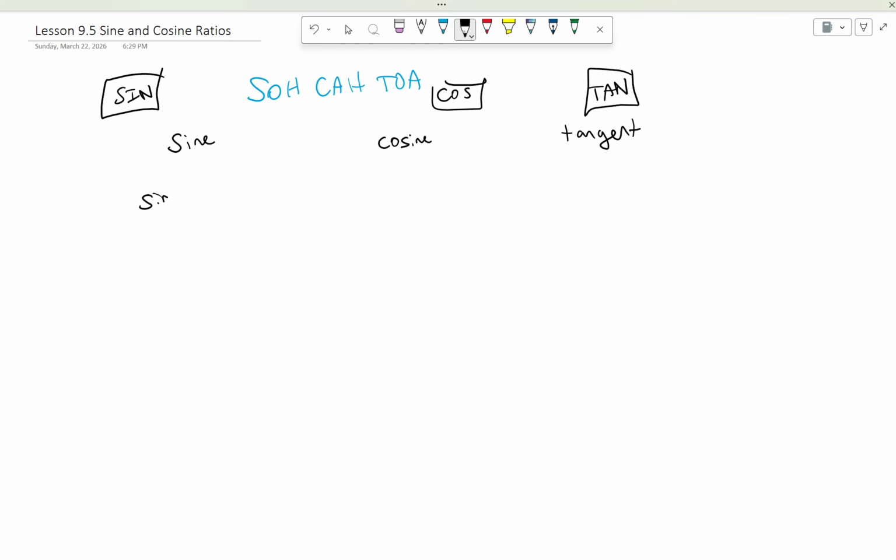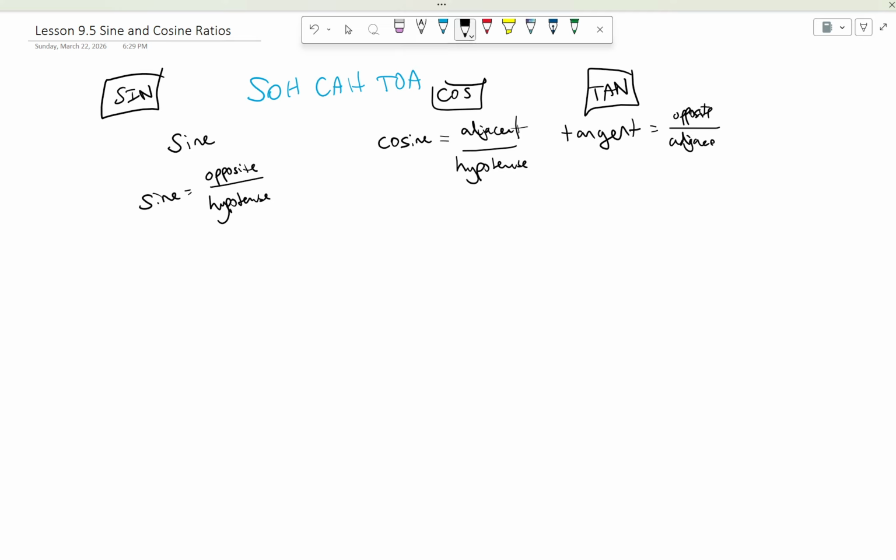Sine is equal to the ratio in a right triangle of the opposite side from the angle to the hypotenuse. And cosine is equal to the adjacent side to the hypotenuse. And then tangent is equal to the opposite side to the adjacent side.